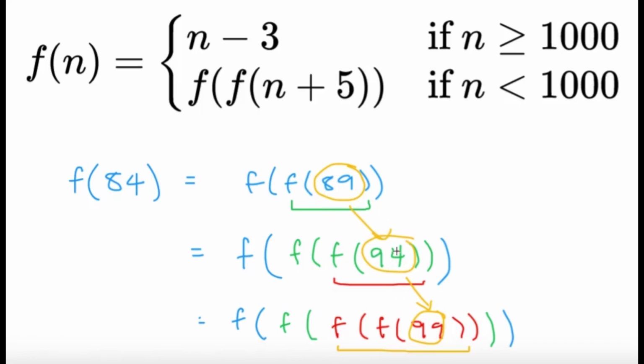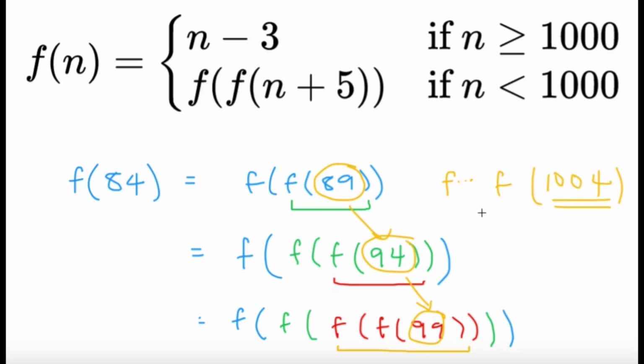By this pattern, I think we know that the first time it's going to reach 1000, it's going to be at 1004, because this is the smallest 4-digit number that ends in 4 or 9. So we can deduce that f of 84 is going to be some number of f's, we don't know how many yet, of 1004. So let's try to find how many f's there are.